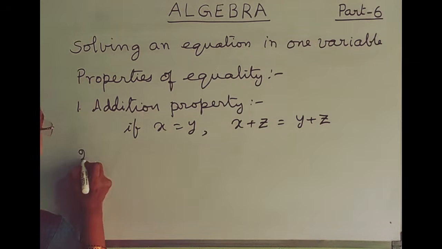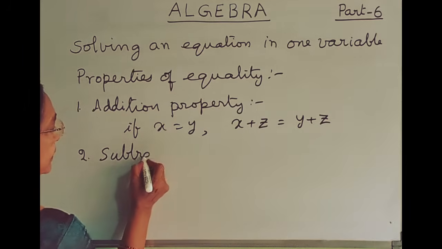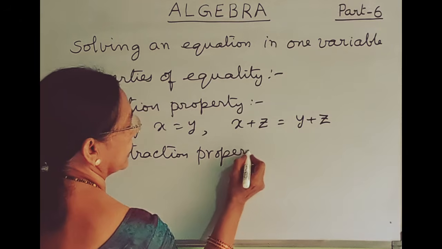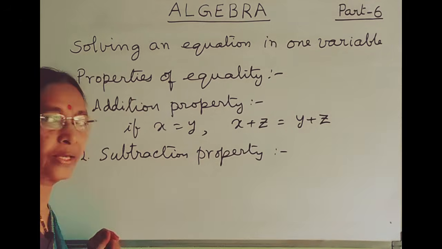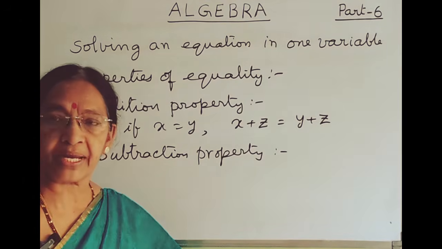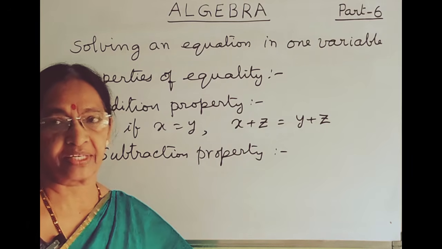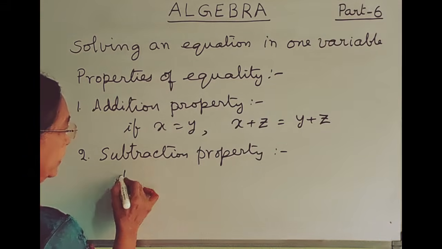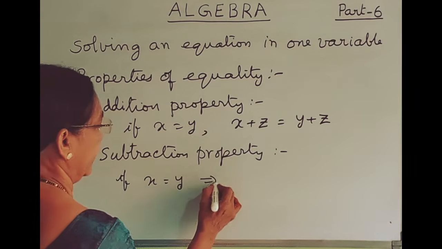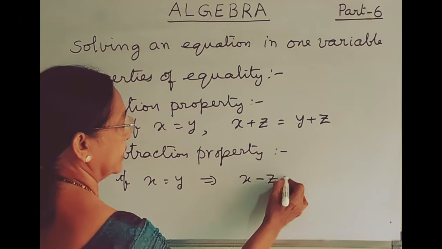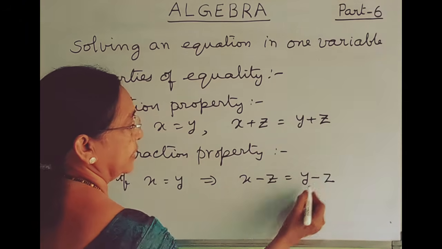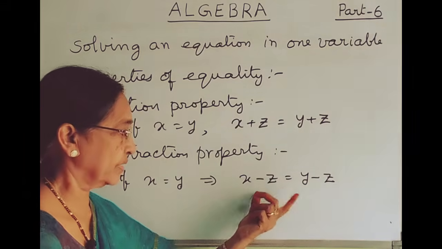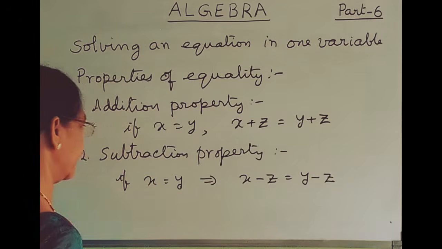Next, the subtraction property. If the same value is subtracted on both sides of an equation, the equality remains the same. That is, if x is equal to y, then x minus z is equal to y minus z. Here z is subtracted from both sides. Therefore, the equality doesn't change.